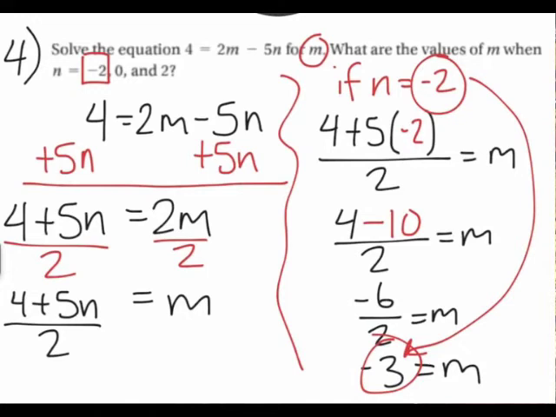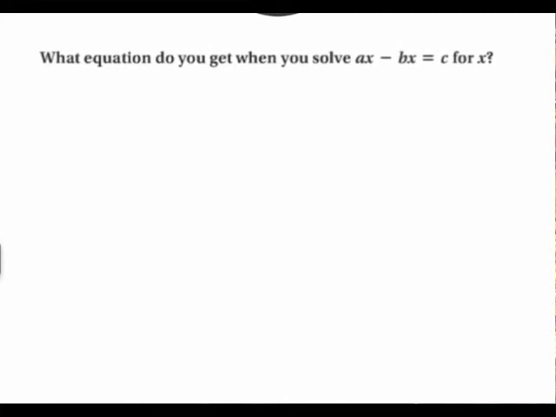Now, in order to finish the problem, you would need to now, separately from what we just did here, replace n with 0. Okay, this type of problem, which I'm going to label number 5, is the bane of many students' existence. Okay? What equation do you get when you solve ax minus bx equals c for x? Ax minus bx equals c.